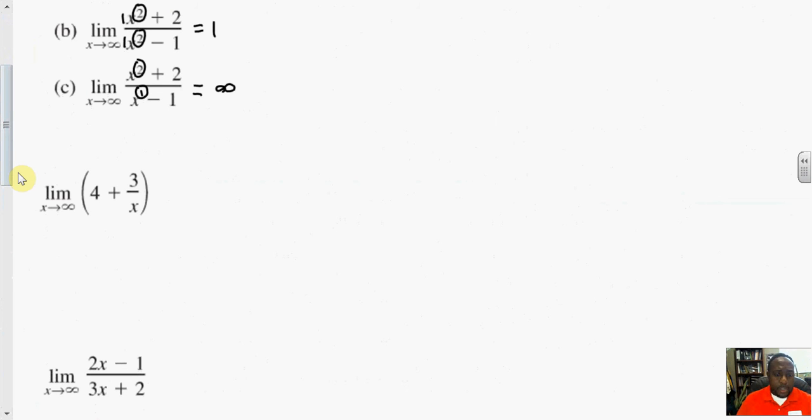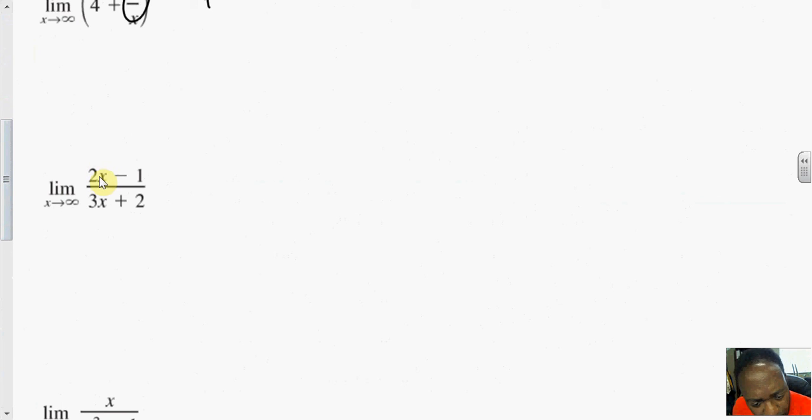What about this limit here? Well, the limit of this constant 4 is 4. The limit of 3 over x, as x goes to infinity, goes to 0. So you have left 4 plus 0, which is just 4.